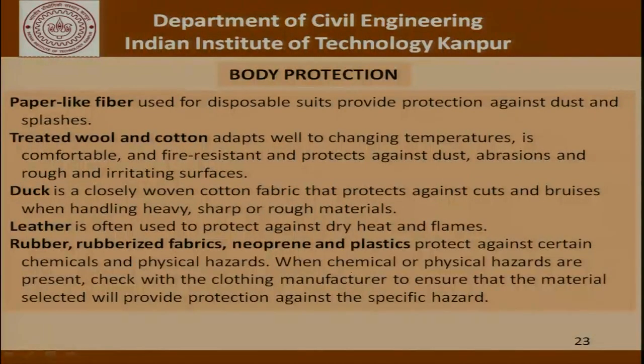Rubber and rubberized fabrics, neoprene and plastics protect against certain chemicals and physical hazards. When chemical and physical hazards are present, check with the clothing manufacturer to ensure that the material selected will provide adequate protection against a specific hazard.